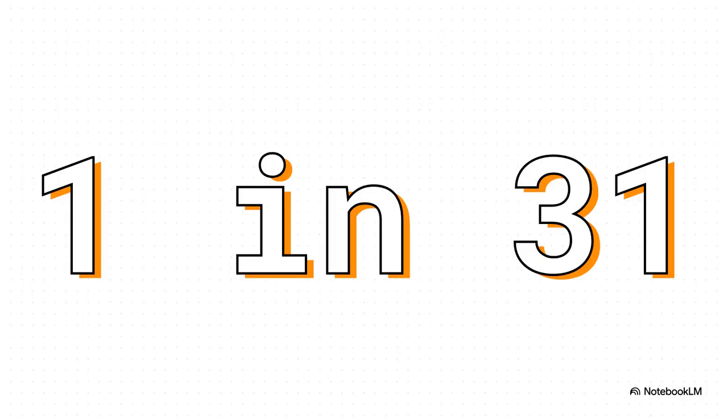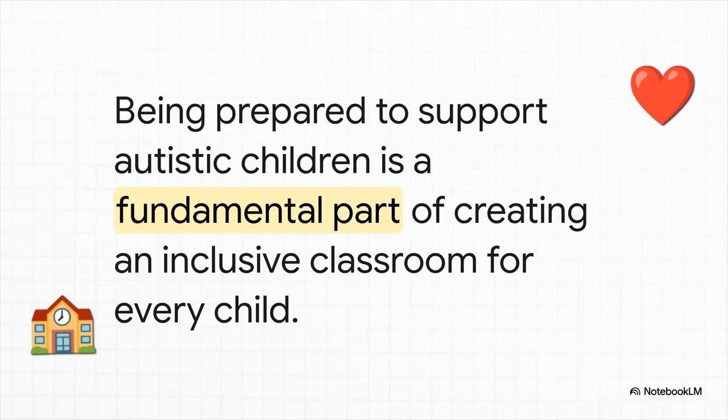Okay, let's just start with a number that kind of puts this whole conversation into perspective. According to the CDC, we're looking at about 1 in 31 8-year-olds identified with autism spectrum disorder. Just let that sink in for a second. So, what does that number actually mean for you in your classroom day in and day out?